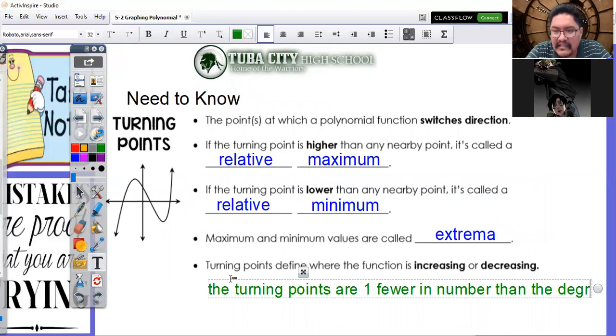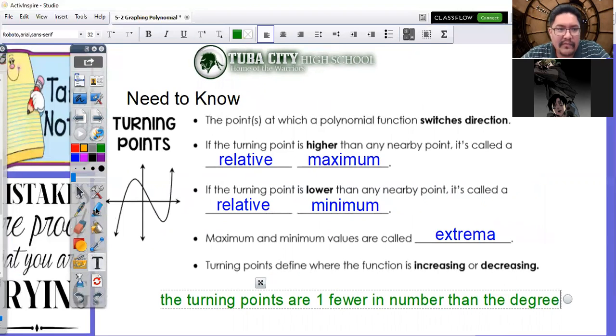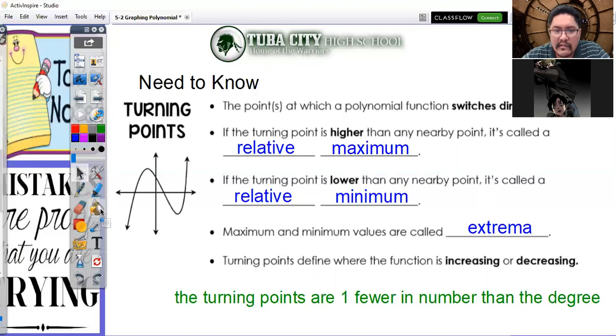Now, I said this to all of my morning classes and my 3rd hour, but I didn't type it down. I think typing it out would probably be a little bit more helpful because in most cases, people are more likely to write it and more likely to remember it. So the number of turning points is 1 fewer than the degree.